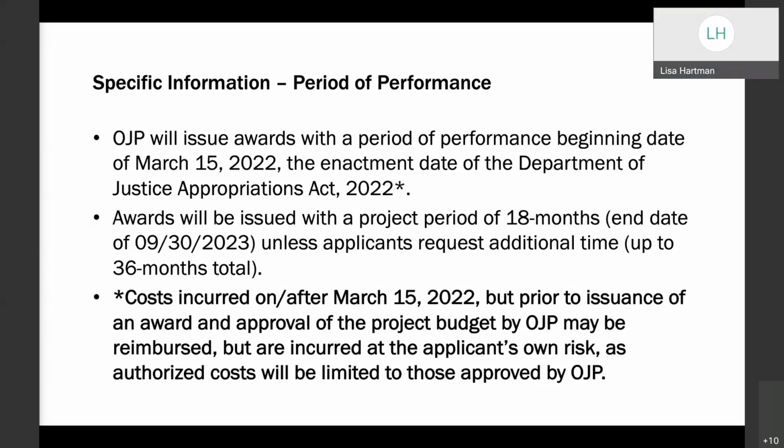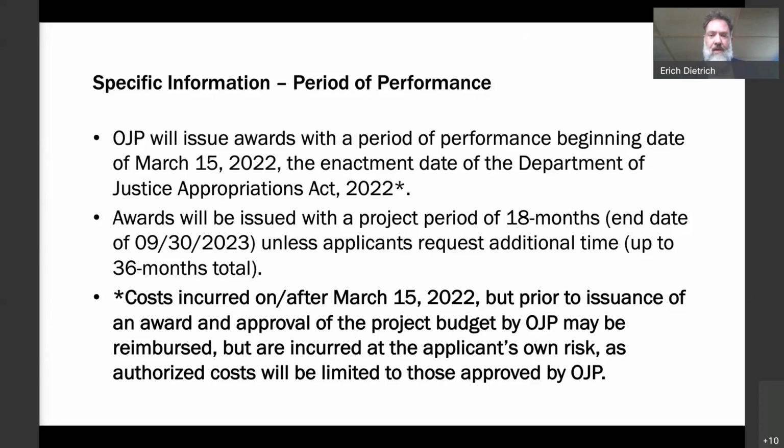Thank you. Okay. Probably the most common question I have received is whether you would need to expend Byrne discretionary funds by the end of the federal fiscal year of 2022, which is September 30th this year. The answer is no. You do not need to expend funds by September 30th, 2022. OJP will issue awards with a project start date of March 15th, 2022, which is the date the public law was enacted. You can request a different start date as long as it is the first day of the month and no later than October 1, 2022.